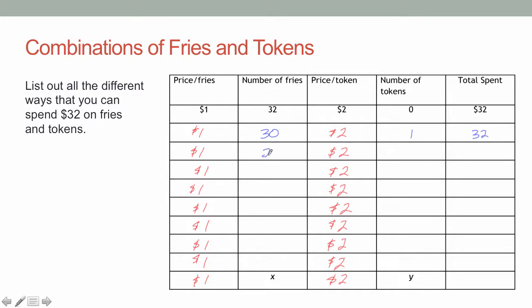I could buy 28 French fries, and I still have $4 left, so I could buy two tickets. That's going to total up to $32. And we can keep going.